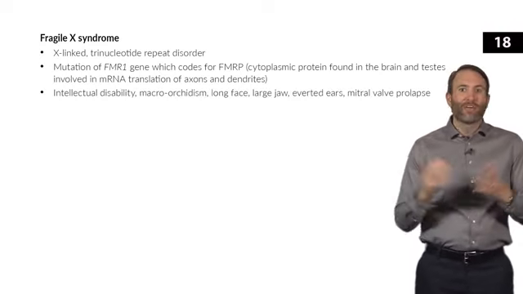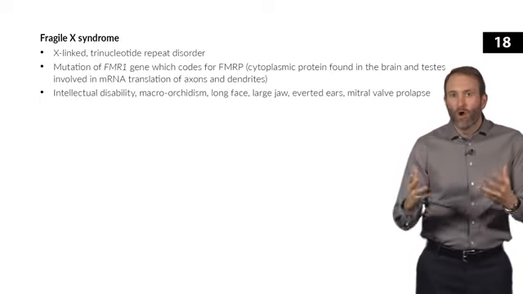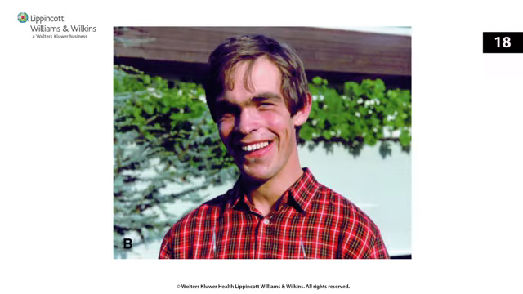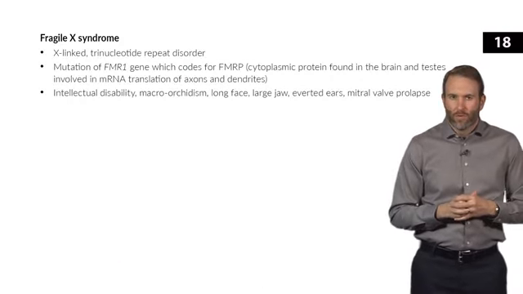So findings: macroorchidism, so enlarged testes, which makes sense because we mentioned that FMR protein is found in the testes and again also in the brain. Patients might also have long faces with large jaws, large everted ears as well. Mitral valve prolapse is also common in this disorder.